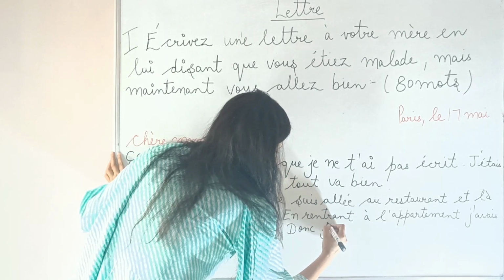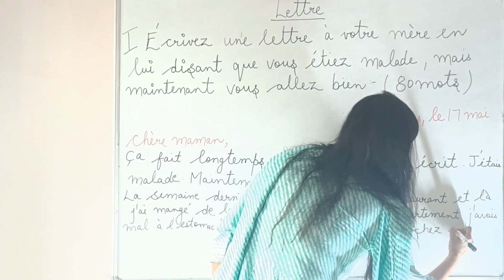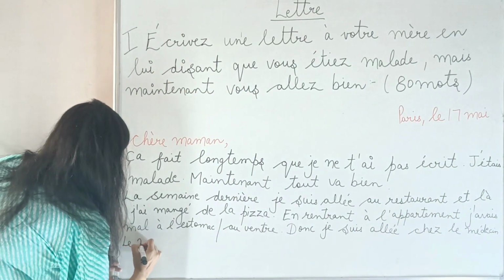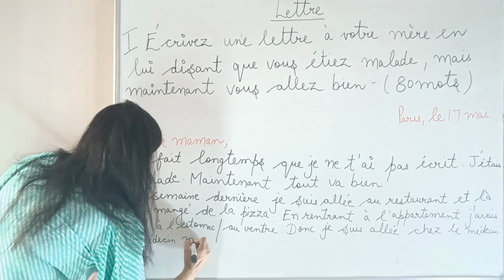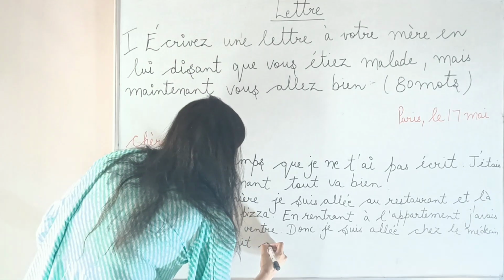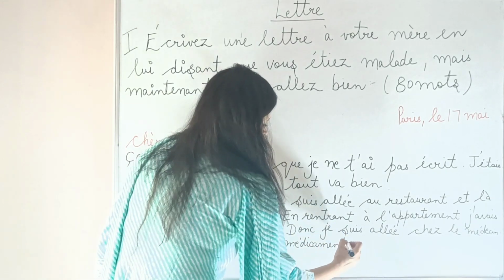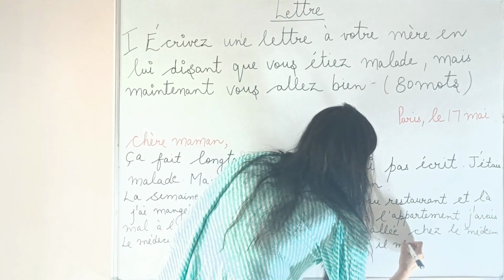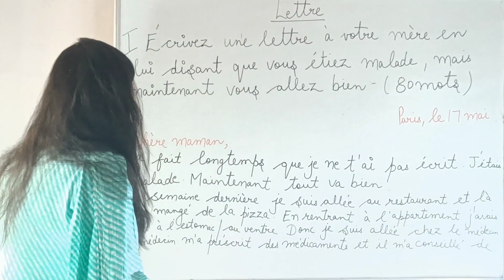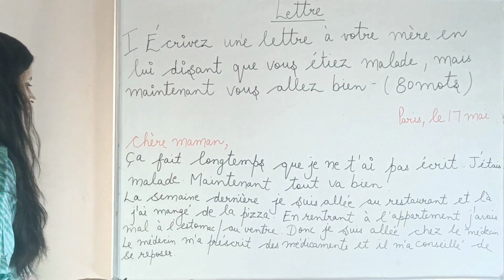Donc, je suis allée chez le médecin. Je suis allée chez le médecin. Le médecin m'a prescrit. Prescrit is the verb prescrire, to prescribe. Des médicaments. Et il m'a conseillé, he also suggested me to take rest. Se reposer is rest. Okay, so you can describe what all things you have done.